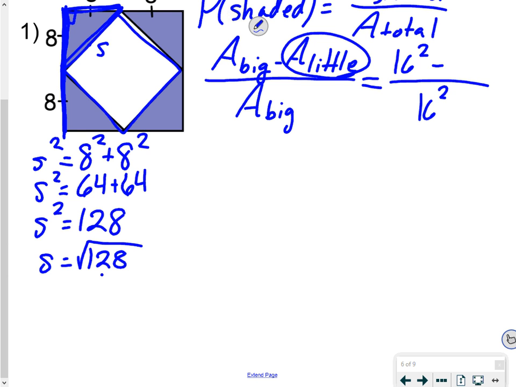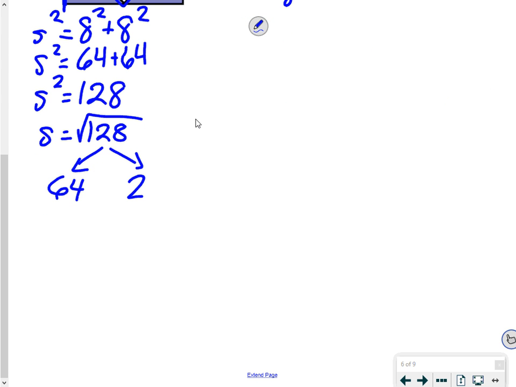Now if we remember back from factor trees, we could simplify the square root of 128 by taking out that biggest perfect square or taking out the lowest primes. For simplicity's sake, I'm going to take out the biggest perfect square that's a factor of 128. So the square root of 128 is just the square root of 64 times the square root of 2. And we know the square root of 64 is just 8. So that's 8 root 2.